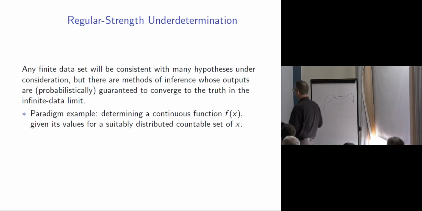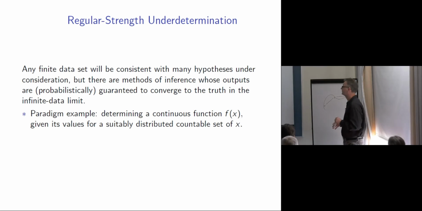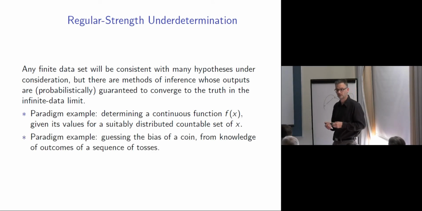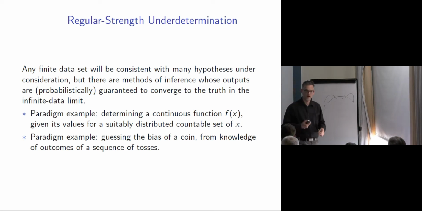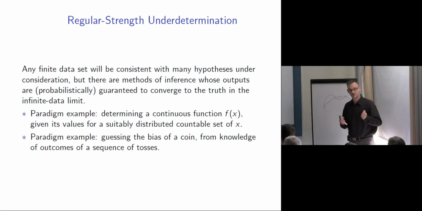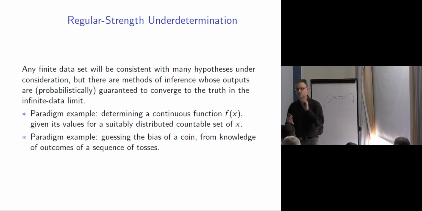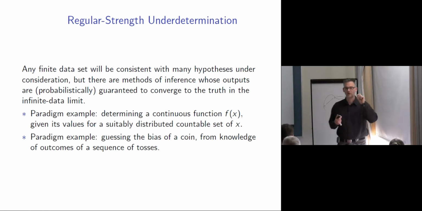Okay. Same kind of thing with guessing the bias of a coin from knowledge of the outcomes of a sequence of tosses. Right. So if I'm just telling you heads, tails, heads, heads, tails, tails, heads, heads, heads. There are all kinds of rules you could use to infer the bias of the coin. For any finite data set, they'll disagree in general. But as the number of tosses goes to infinity, each of them will output a sequence of conjectures that converges to the true bias of the coin, unless the data stream is misleading, and that's a chance zero event.